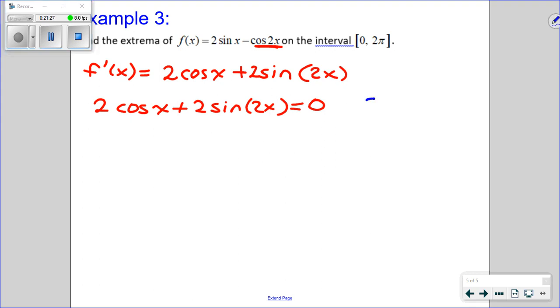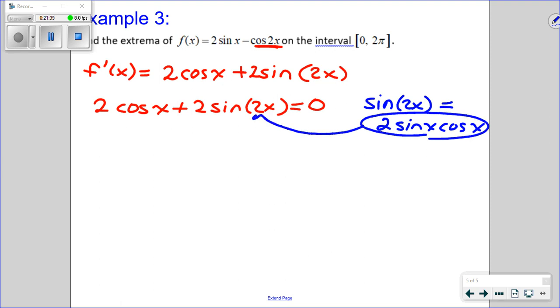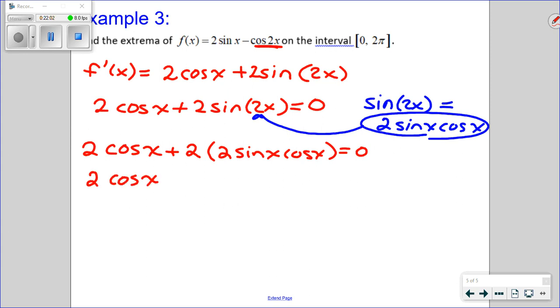This is called a double angle identity, and it's sine of 2x equals 2 times sine of x times cosine of x. So we're just going to substitute in place of the sine of 2x, and that's going to allow us to actually solve by factoring. So this will become 2 times cosine of x plus 2 times 2 sine of x cosine of x equals 0. So now this is 2 times cosine of x plus 4 times sine of x times cosine of x.